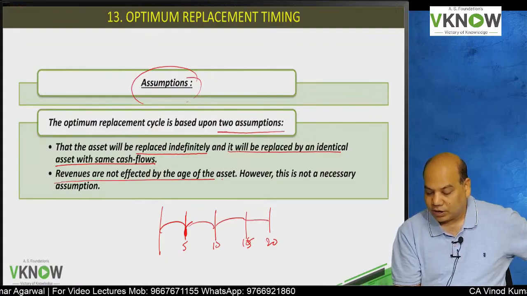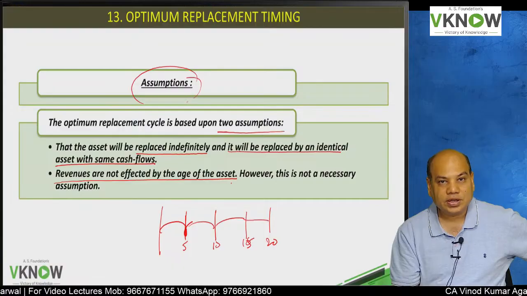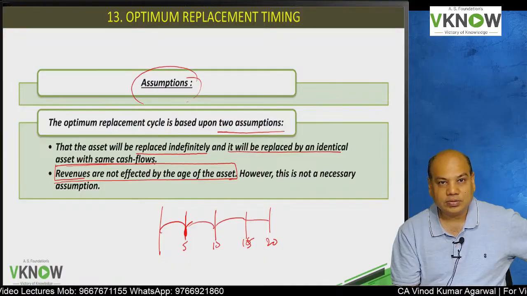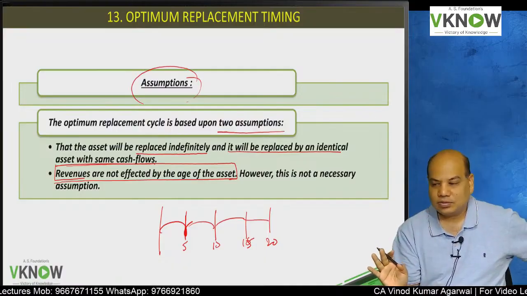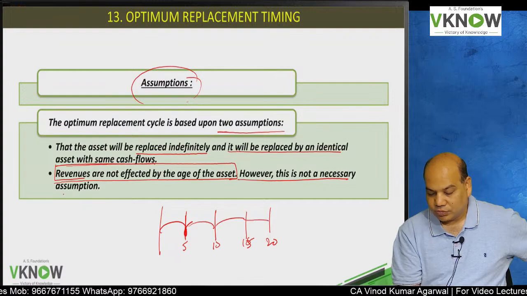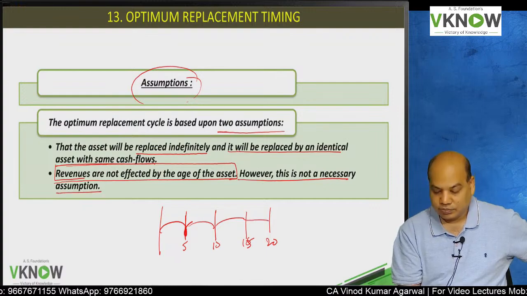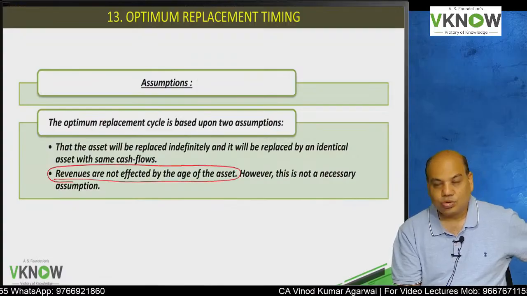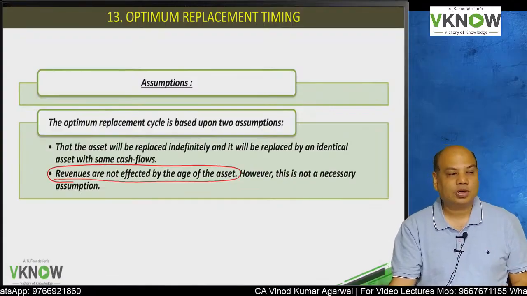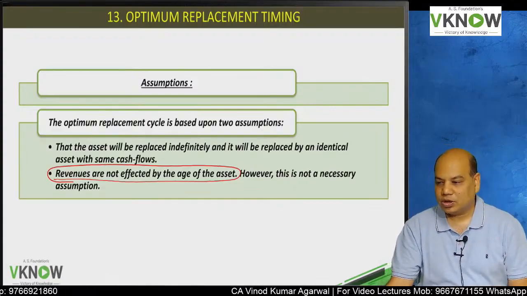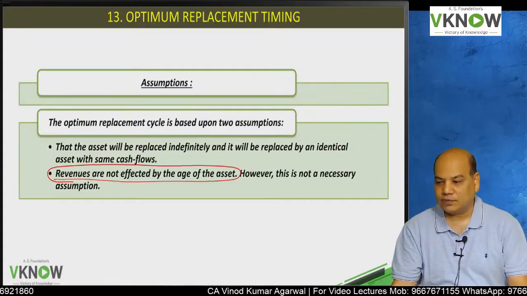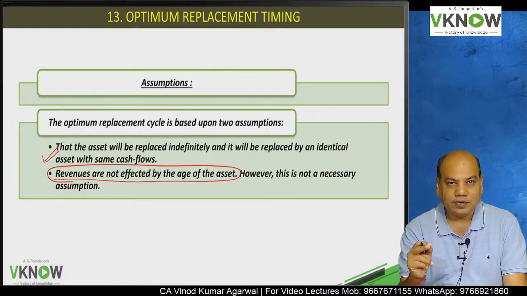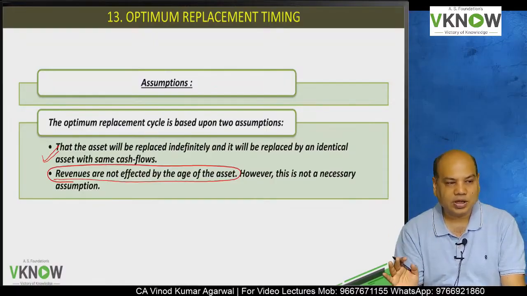Second, revenues are not affected by the age of the asset. Second assumption is whether you replace after 1 year or 2 year or 3 year, revenues will not be affected. Therefore, this is not a necessary assumption. In some problems, they may also say as the asset becomes older, your revenue also starts falling because the output starts falling. If the output starts falling, revenue can also start falling. But the main assumption is this one: asset can be repeated indefinite time with same cost and same cash flows.